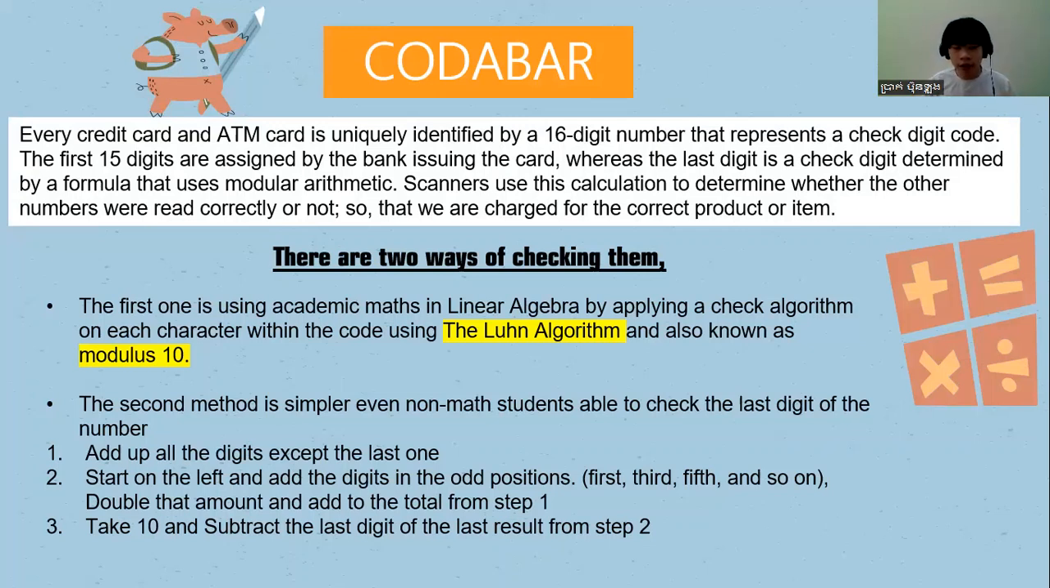They are step by step. The first step is to add up all the digits except the last one. The second is to start from left to right, add the digits in the odd positions, for example, first, third, fifth, and so on, and then we double that amount and add the total from step one. The third step is to take 10 and subtract the last digit of the result from step 2.